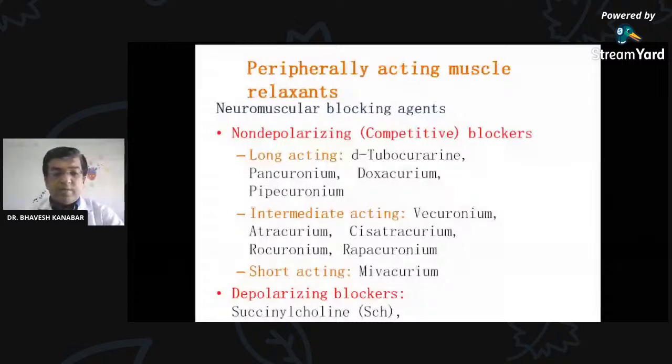In intermediate-acting, vecuronium, atracurium, cisatracurium, rocuronium, and rapacuronium. In short-acting, mivacurium, and in depolarizing blocker, succinylcholine. So try to remember the names right now.